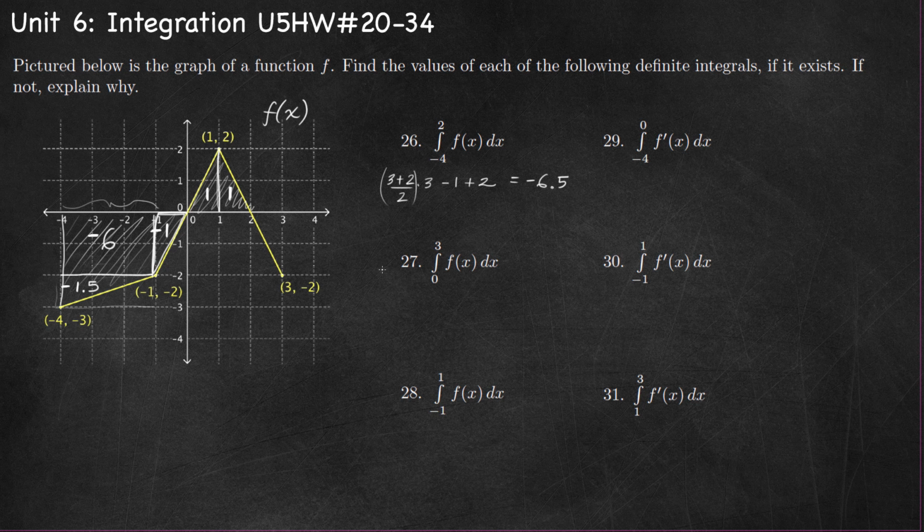Number 27, we want to integrate f on the interval from 0 to 3. So from 0 to 3, now we also are looking at this piece here, and this is half of a 1 by 2 rectangle, so it has area -1. So if we're going from 0 to 3, we have 1 plus 1 minus 1, which is just 1.